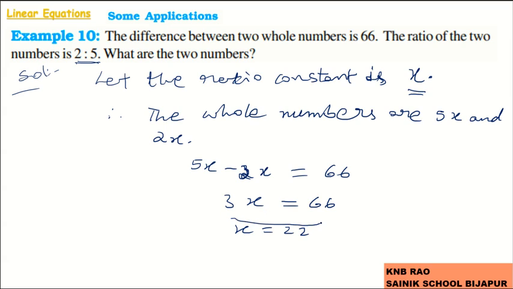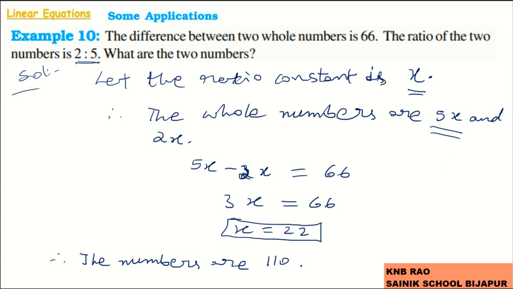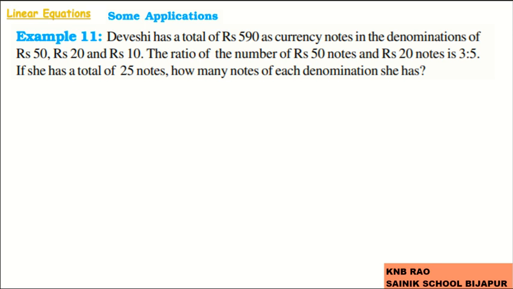The moment you know the x value, by substituting, the whole numbers are 22 fives, which is 110, and 22 twos, which is 44. So, this is how we solve this example. Now, coming to question number 11, that is example number 11.